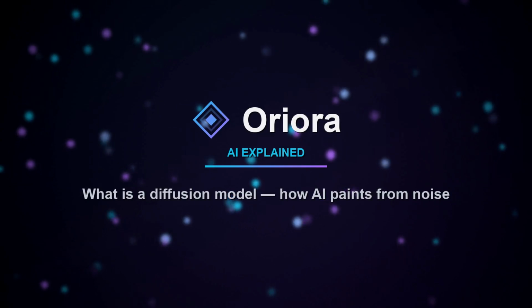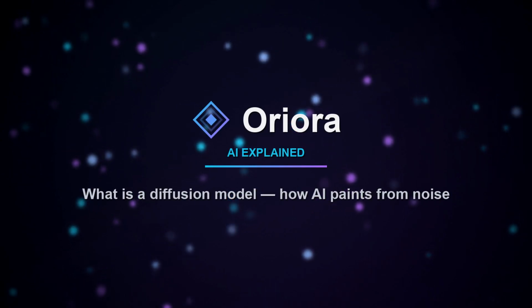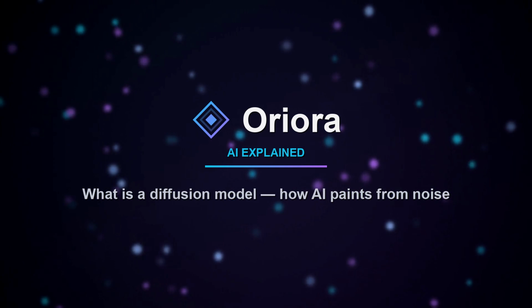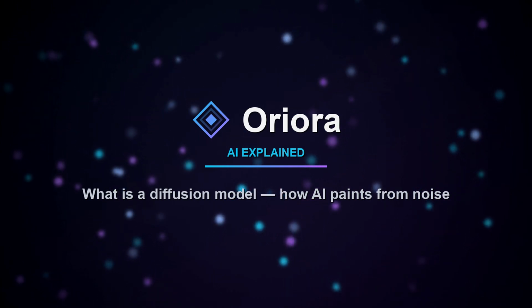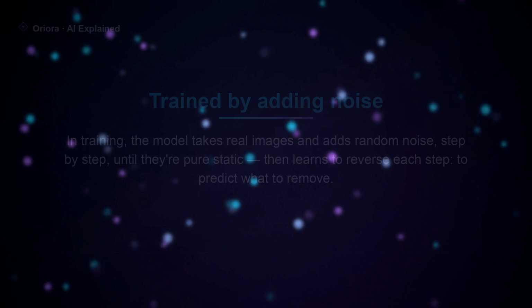When AI generates an image, where does it actually come from? Most image AI uses something called a diffusion model, and the way it works is genuinely surprising. It starts with pure noise. Here is how it learns.